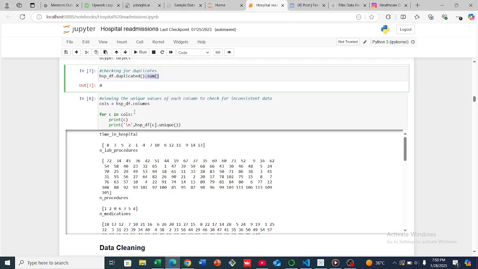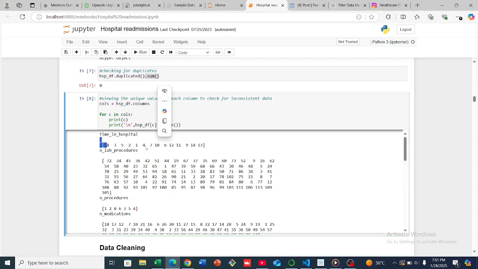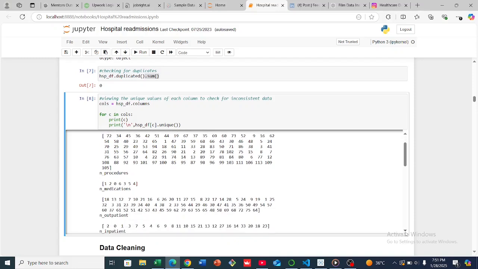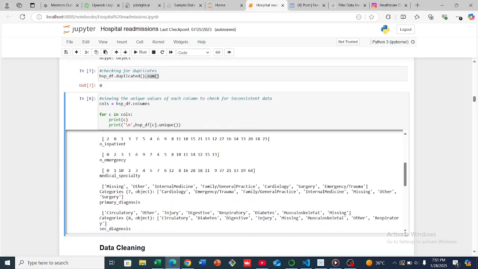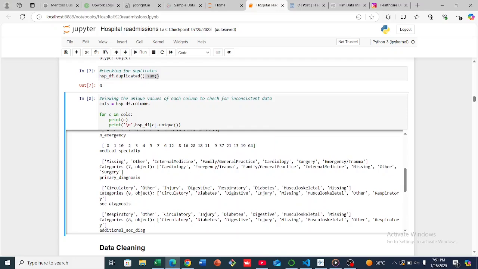So for me to be able to do this quick and easy, I use a for loop. So you could see I loop through each column of our data set, and I asked it to print the column name and also the unique properties of that column. So you could see for time in hospital, these are the unique times. If there was any repeated value or inconsistent value, I would have been able to identify that value easily. So you could see for number of procedures, number of medications, medical specialty, we can go through that.